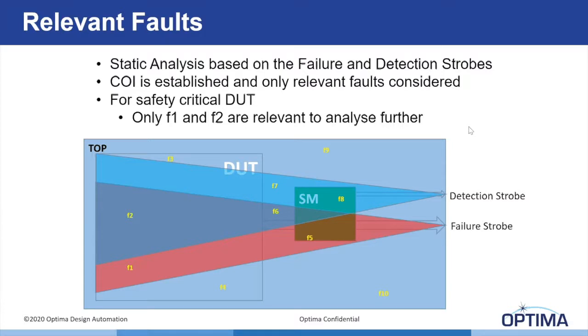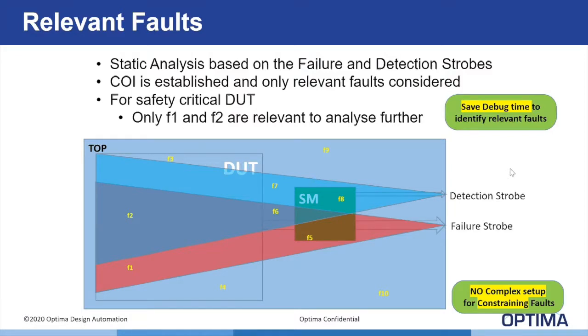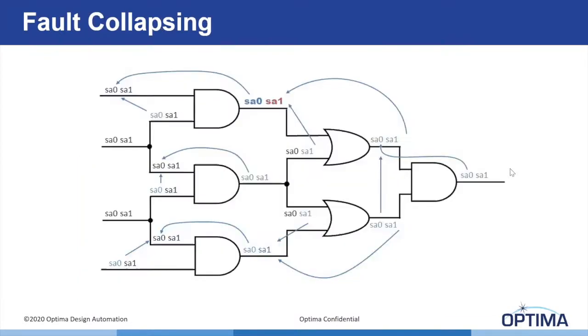So you may see that F5 is also in the COI of the failure strobe, but F5 is somewhere else, not in the DUT. Your main objective is to analyze the DUT for faults and the effectiveness of the safety mechanism. So this saves a lot of debug time to identify relevant faults, and there is no complex setup for constraining faults. Optima SA straight away finds F1 and F2 as relevant faults and does analysis only on those two.